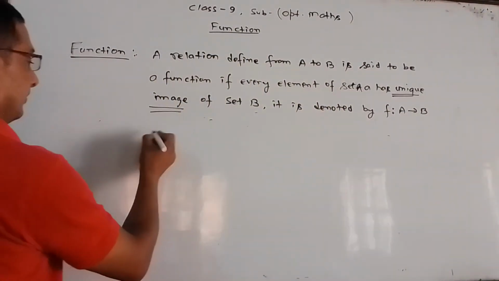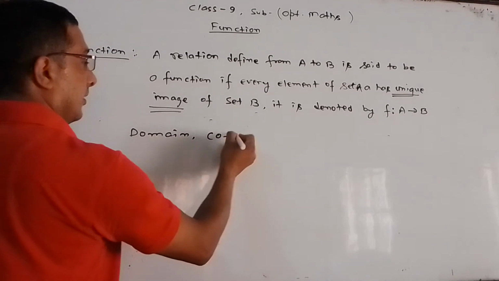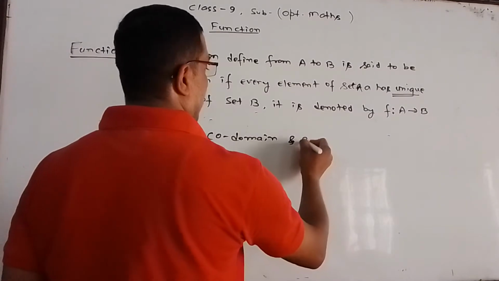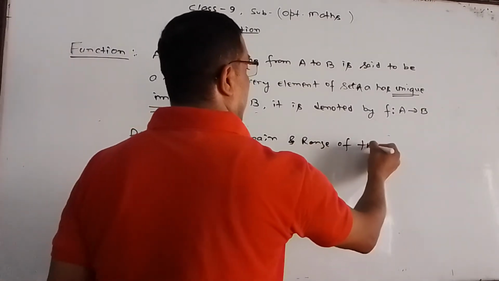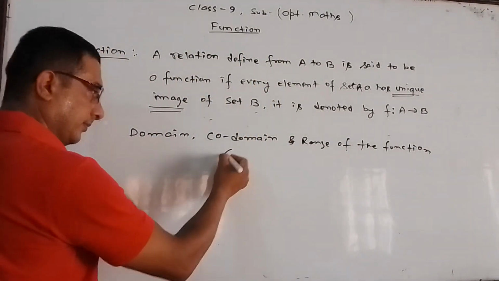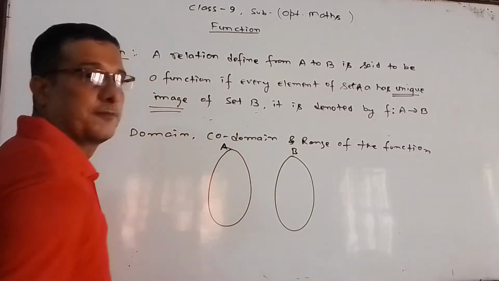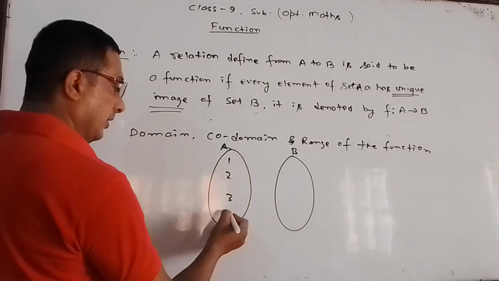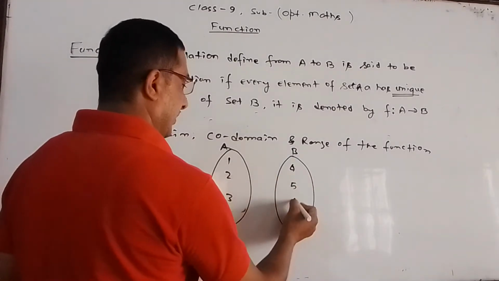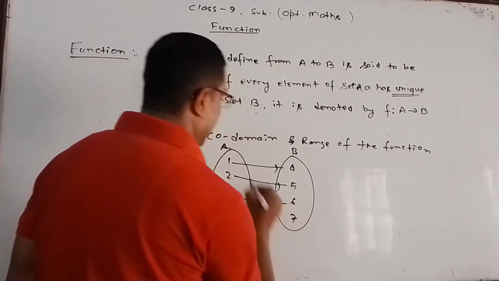Now, the second topic is the domain, codomain and range of the function. Okay, I am going to explain. Take set A and set B. Set A is 1, 2, 3, 4. Set B is 4, 5, 6, 7. 1 maps to 4, 2 maps to 5, 3 maps to 6.